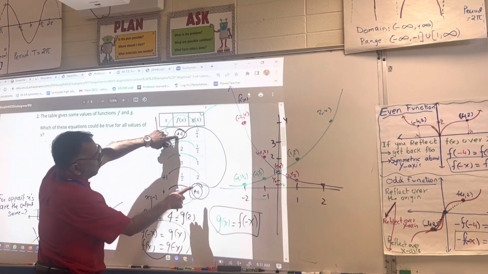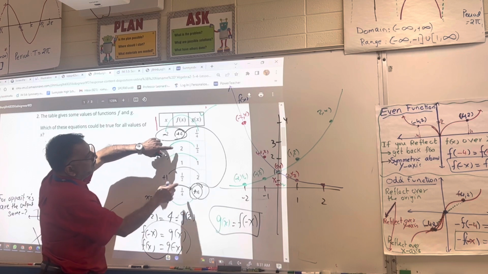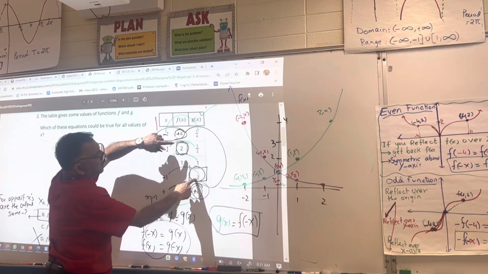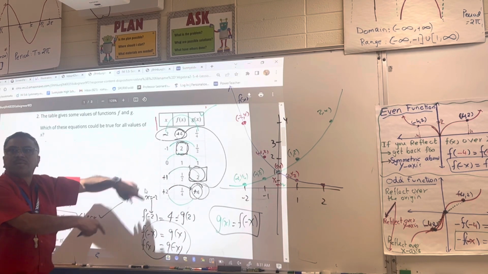So this y coordinate is 4 and 4, but they have opposite inputs. If you look at this one and this one, look at this 2. This is 2, that also is 2. But they have inputs as -1 and +1. They are opposite.